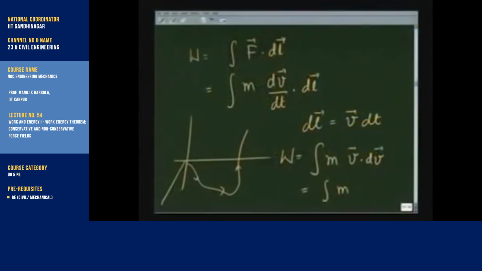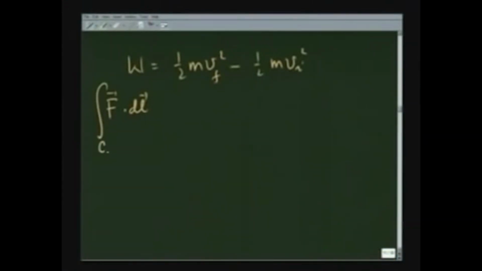and this is nothing but integration m d(v square)/2. When integrated over, it gives me work is equal to half m v final square minus 1/2 m v initial square, and the work as defined is F dot dl, moving over a curve C from point 1 to point 2, is equal to delta KE.